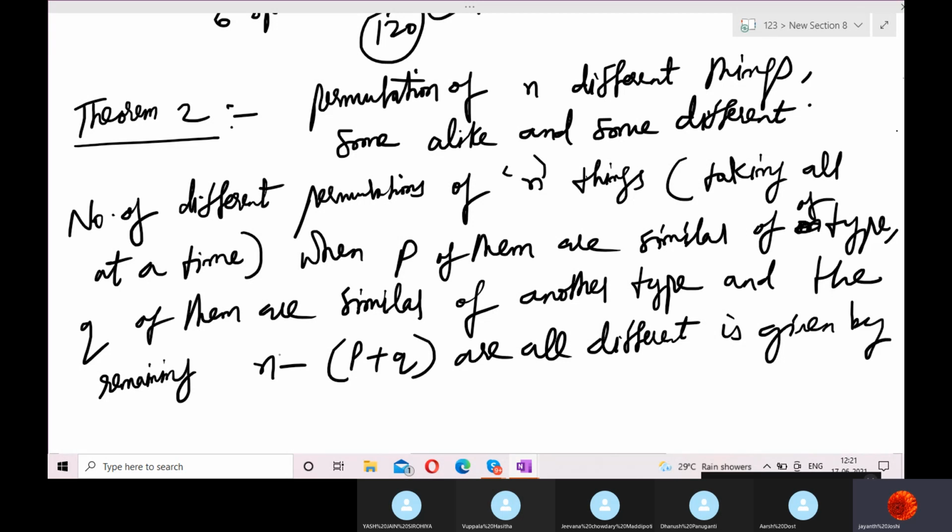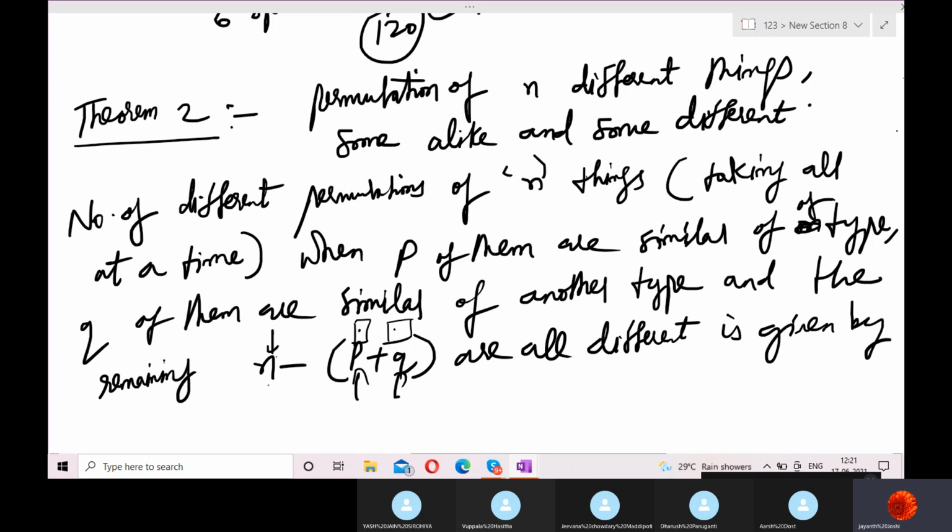So there are n different things. Suppose you have 10 numbers. In that, p and q are similar. P is similar of one type, q is similar of another type. So n minus p plus q is just removing the similar type numbers. If you remove similar type numbers out of the total given numbers, you have all different numbers, correct?